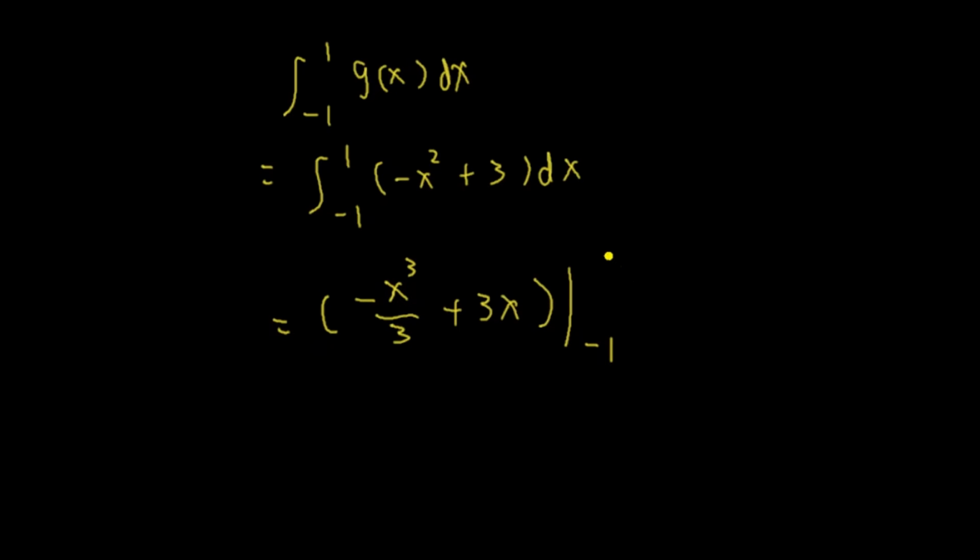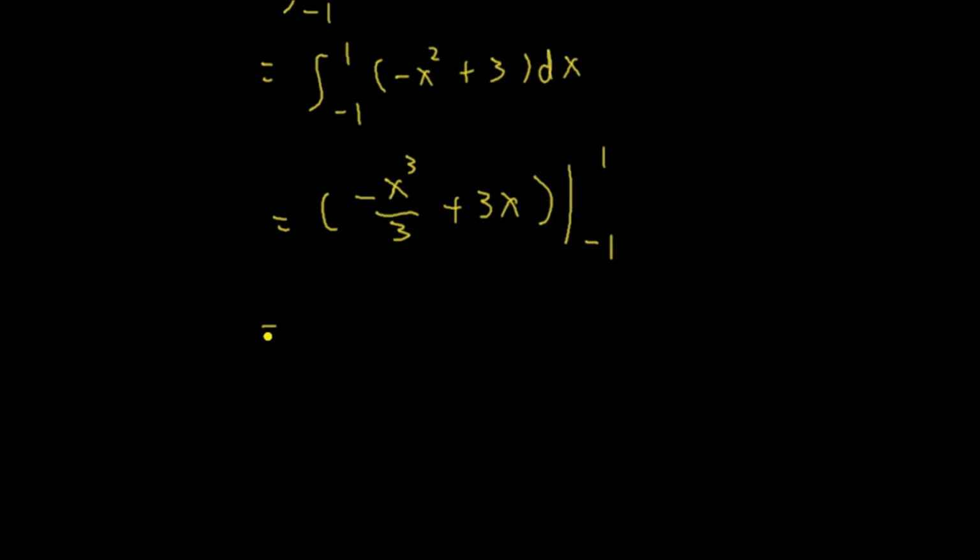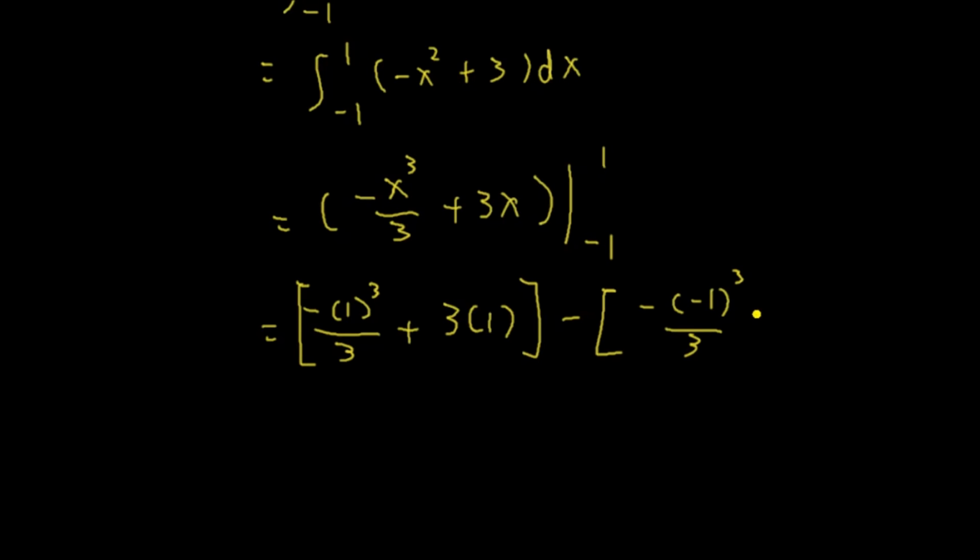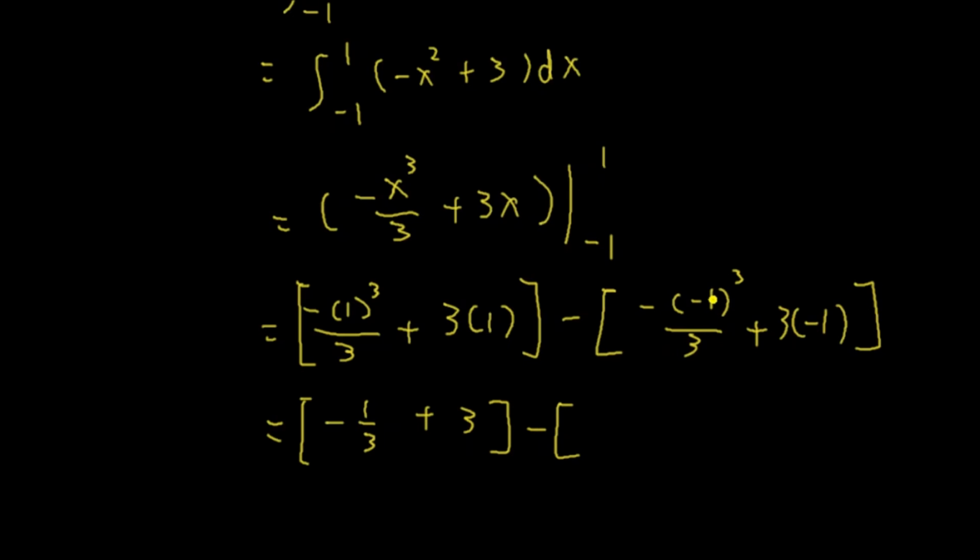Evaluate from negative 1 to 1. So let's put it in. Put 1 here: negative 1 cubed over 3 plus 3 times 1. This minus, now put negative 1 into here: negative negative 1 cubed over 3 plus 3 times negative 1. So 1 cubed is 1, that would be negative 1 over 3 plus 3, minus, now negative 1 cubed is negative 1, negative is positive, so 1 over 3. Now, negative 1 times 3 is negative 3.